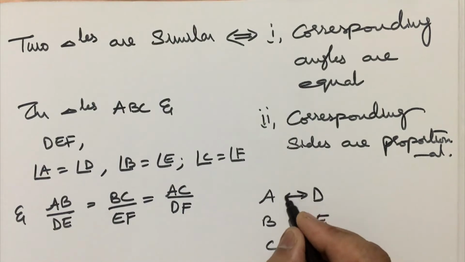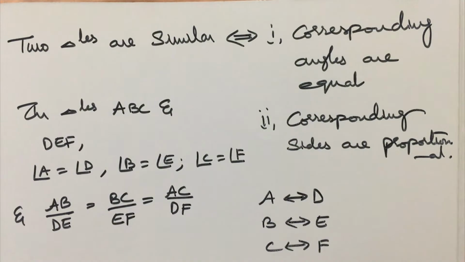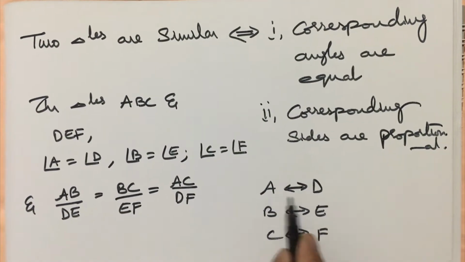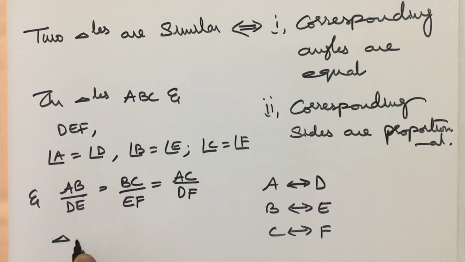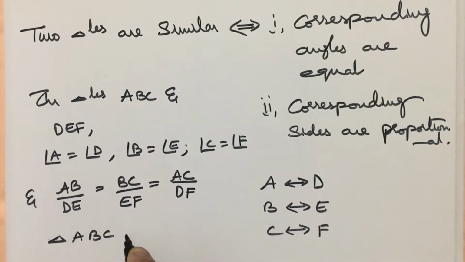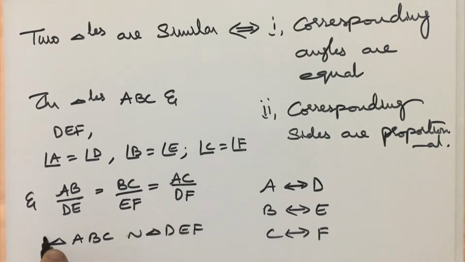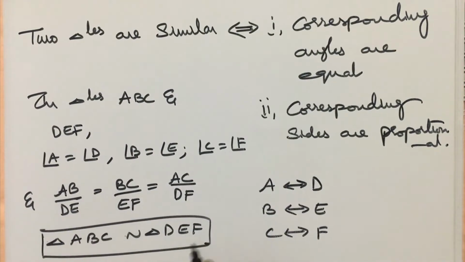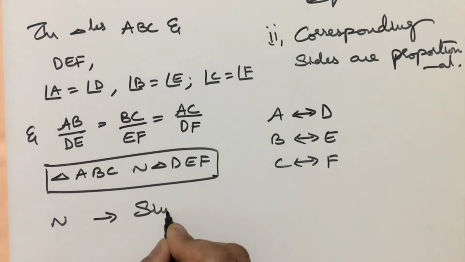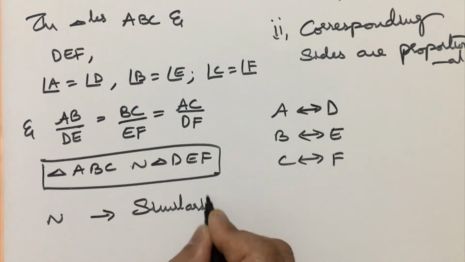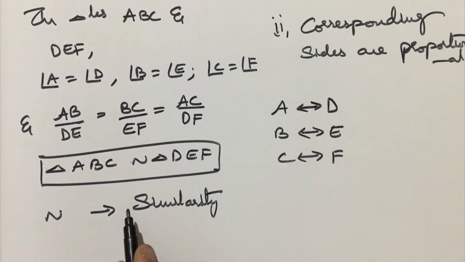In D place you can write A, in E place you can write B, and in F place you can write C. So as there is one to one correspondence, you can write symbolically in this manner: triangle ABC is similar to triangle DEF. Here this symbol indicates similarity. To represent the similarity you can use this symbol.